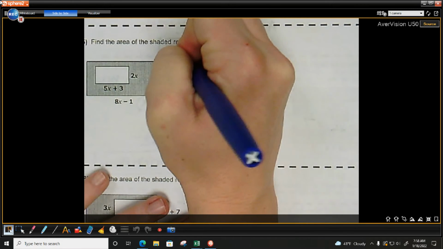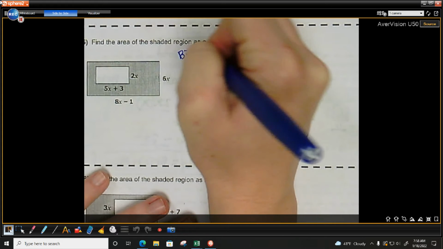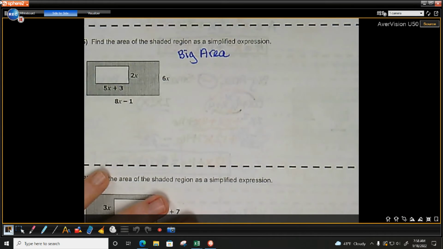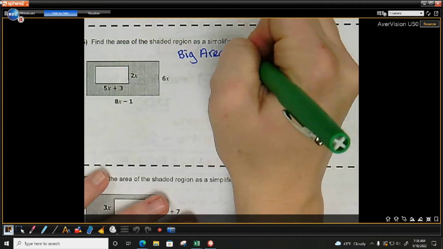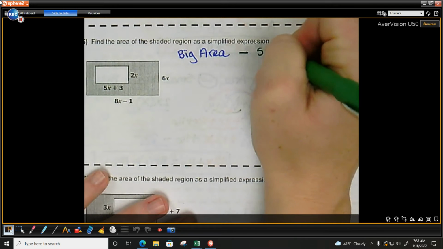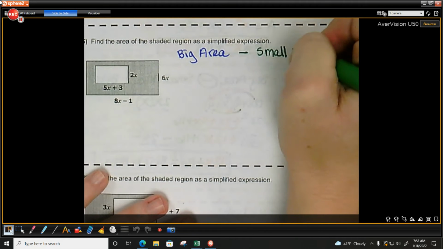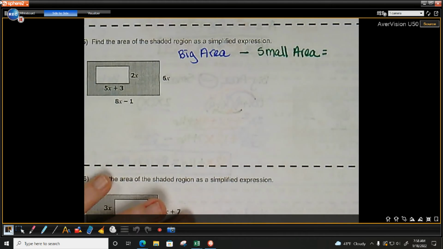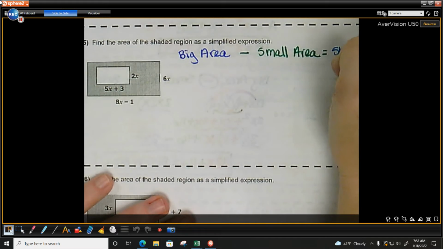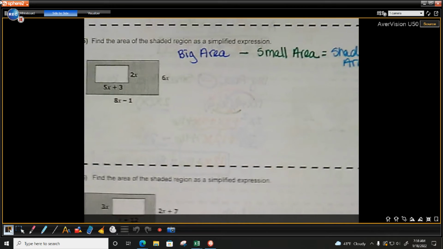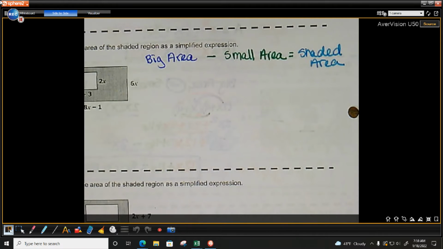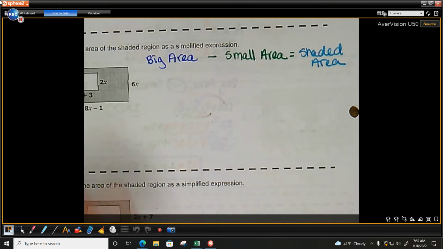So I'm going to do big area minus the small area equals the shaded area. Big area minus small area equals shaded area.